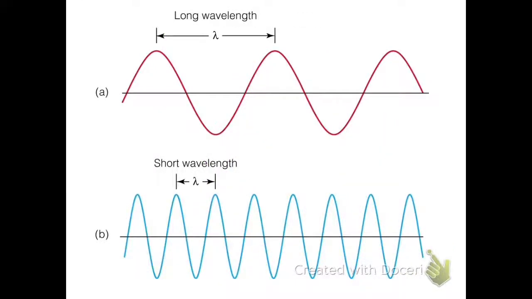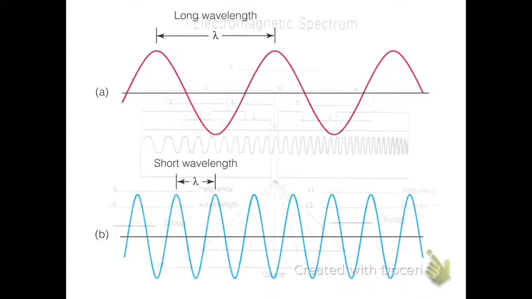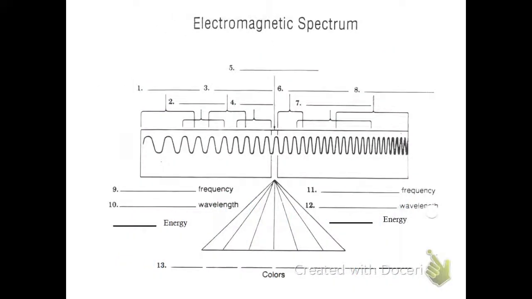So electromagnetic waves can have longer wavelengths or shorter wavelengths, and this is going to affect their frequency because they're all traveling at the speed of light. A longer wavelength is going to have lower energy, and a shorter wavelength will have higher energy. Here is an image representing all the different things on the electromagnetic spectrum, from long wavelengths on the left to short wavelengths on the right.